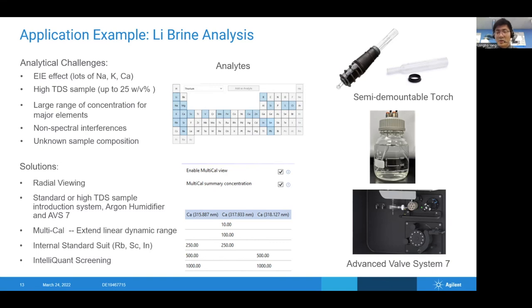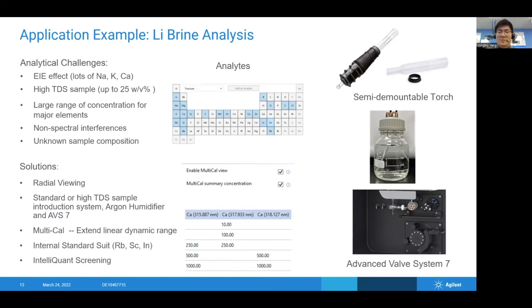To deal with the EIE effect, we use radial viewing for all analytes because the concentration of the analytes in this application are not extremely low. So the radial viewing is sensitive enough for this application. We have an argon humidifier to reduce precipitation of solids and semi-demountable torch and or fully demountable torch for easy cleaning and replacement. We also have the advanced valve system to reduce carryover and improve your productivity by two or even three times. There is a multi-calibration feature in our software to extend the linear range using multiple wavelengths, but reports the final results in one single column.